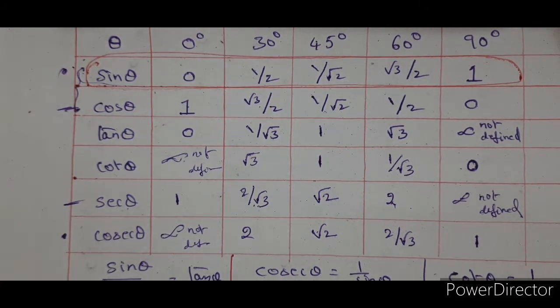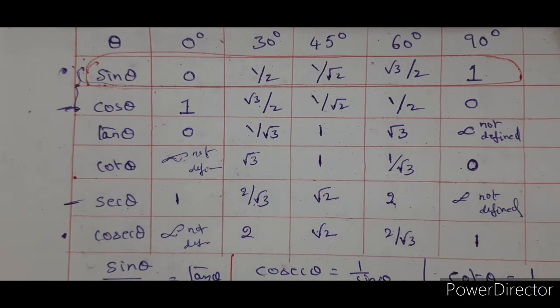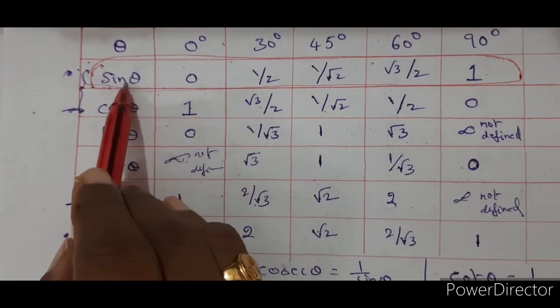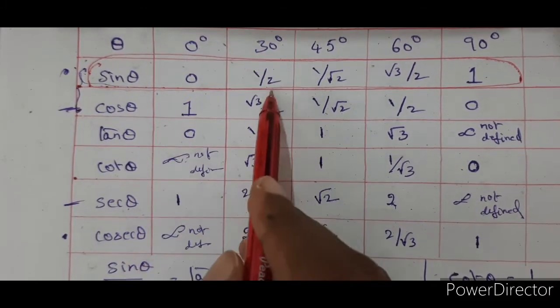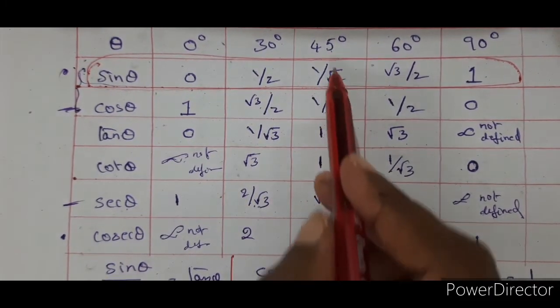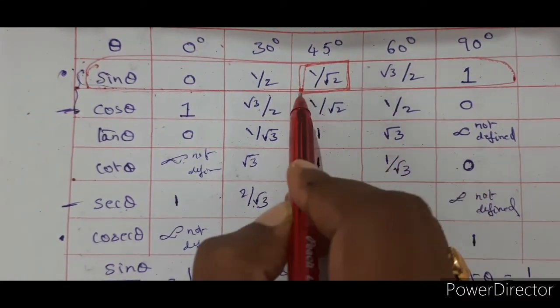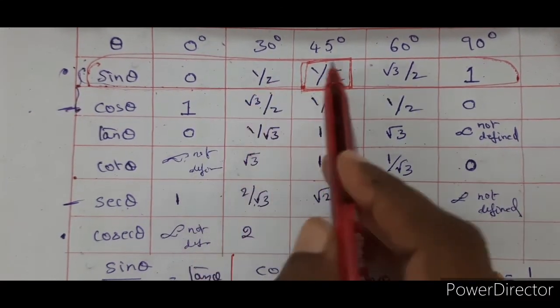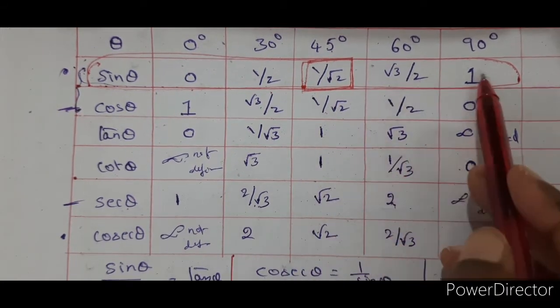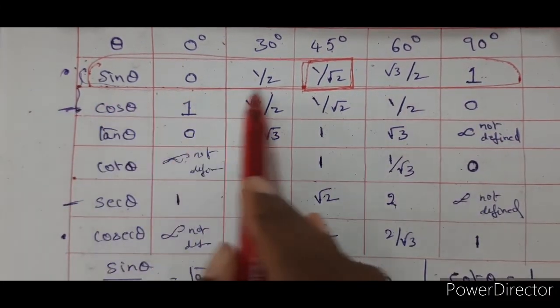No need of any other formula, and this is the one which keeps you always ready with the values, right? Now observe sine. Sine 0 is 0. Sine 30, 1 by 2. Sine 45, 1 by root 2. Take this one as the middle point. 0, half, 1 by root 2, root 3 by 2, 1. So these are the sine values.